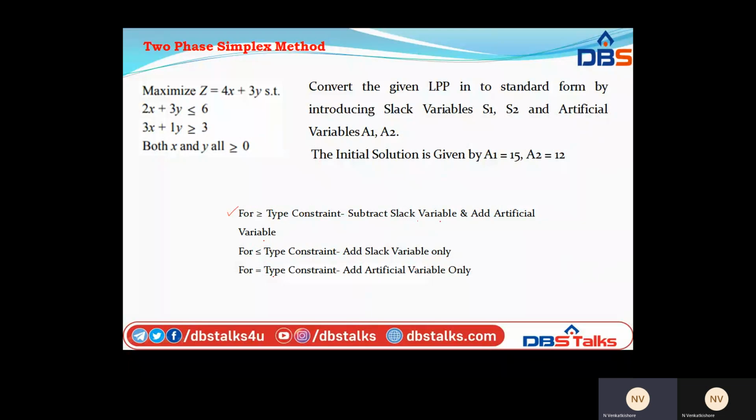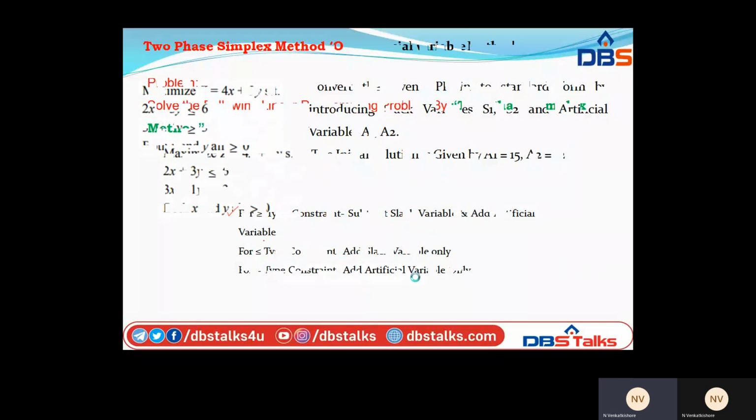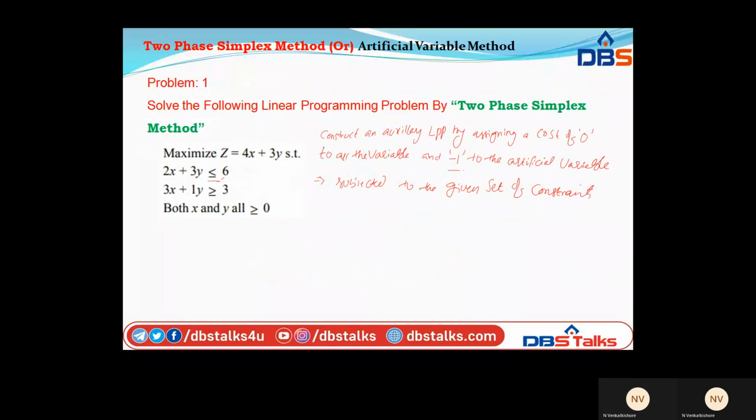artificial variable only. See here what the main difference is. As you know, for the constraints we are having, maximize z star. Maximize z is the original objective function, but we are taking here the auxiliary. Auxiliary means imaginary, so we will write it here. Before that, firstly the constraint 3x plus 1y. Finally, we need to equate it to 6, or finally we need to equate it to 3.